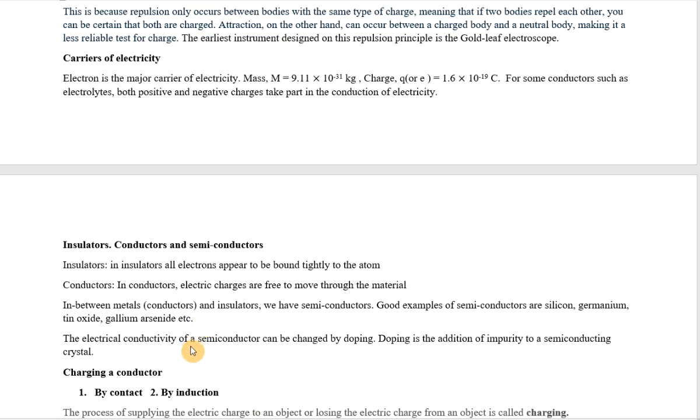So the electrical conductivity of a semiconductor can be changed by doping. Of course we say that this semiconductor is partly conducting. So if one wants to change the electrical conductivity of this semiconductor, you can dope it with other metals, that is by adding impurity. So this is the addition of impurity to a semiconducting crystal, and that is what is called doping. So in our next video, we'll look at charging of a conductor.